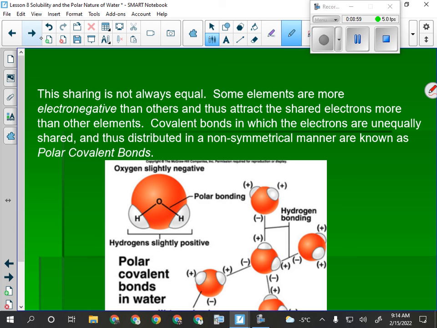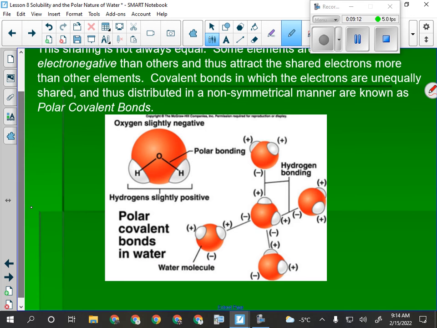All right, so this is what we were talking about. The sharing isn't always equal. Some elements are more electronegative than others, and those covalent bonds where the electrons are shared are not an equal sharing. So what we see is that water molecules, because they're polar, can actually attract and bond to other water molecules. So this positive end of this water molecule is attracted to the negative end of this water molecule.